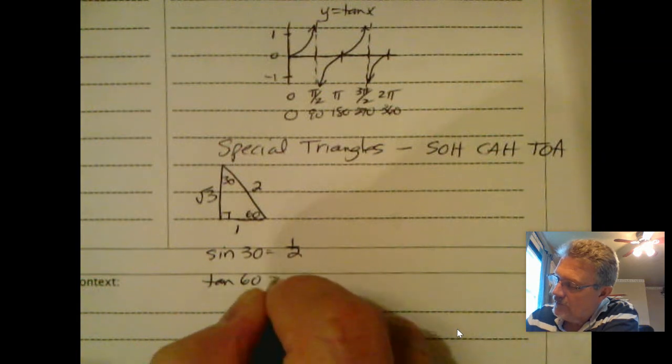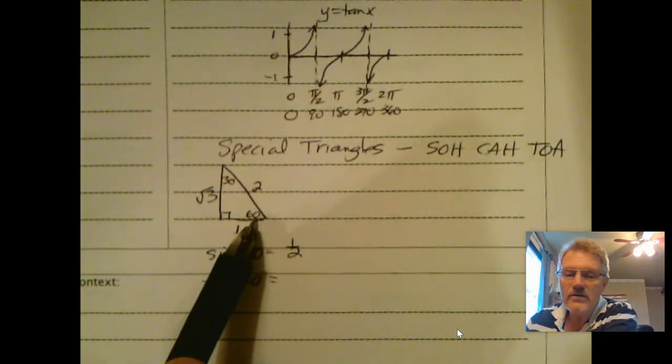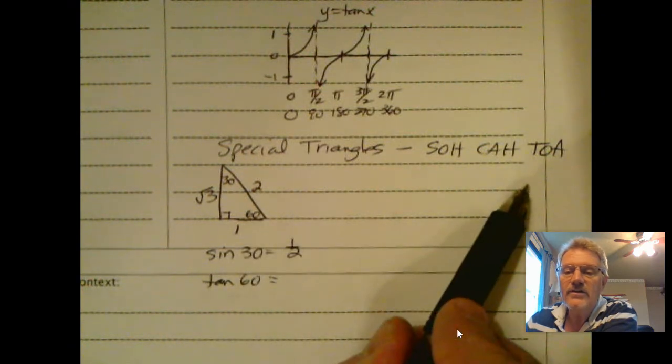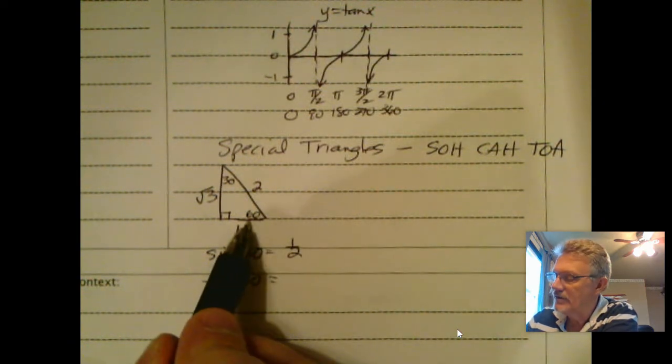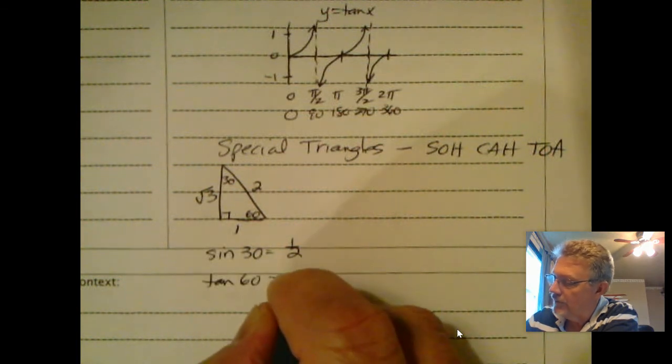Tangent 60. The 60-degree angle is here. Tangent is opposite over adjacent. So opposite is radical 3 over 1.